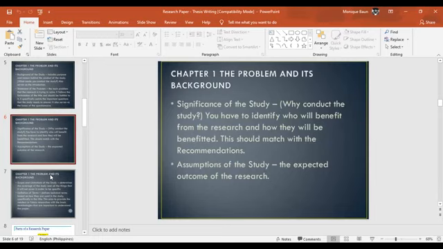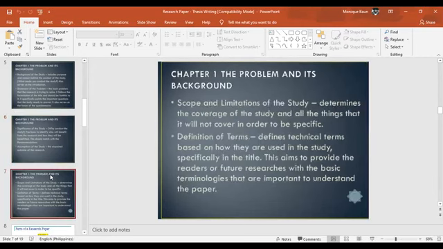Then the next one is assumptions of the study, or the expected outcome of the research. Actually, this part is not literally included in a research paper. I just want to add this information. Next, we have the scope and limitations of the study, or delimitation.